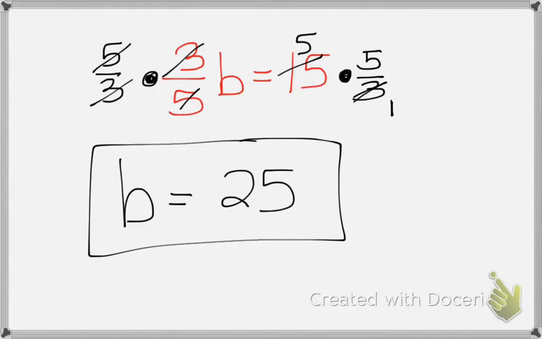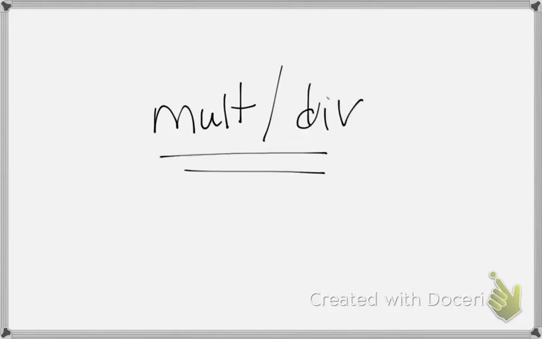All right guys, so this is the second part of one-step equations using multiplying and dividing. So you've learned adding and subtracting, and now this has been multiplying and dividing. And I think I'm just about done.